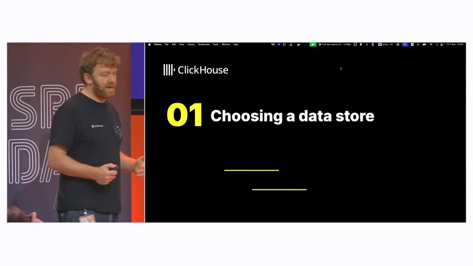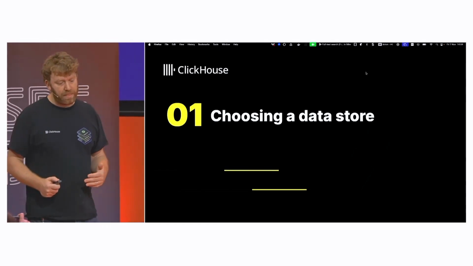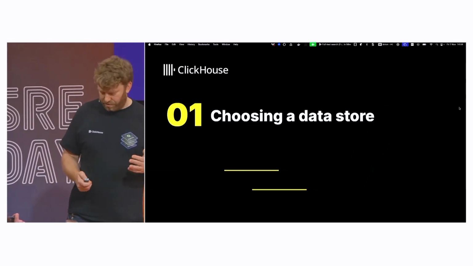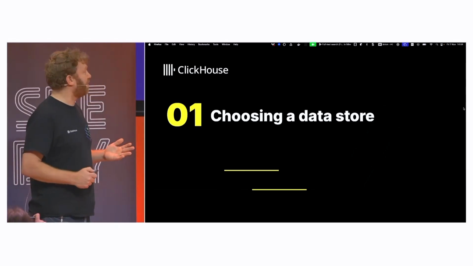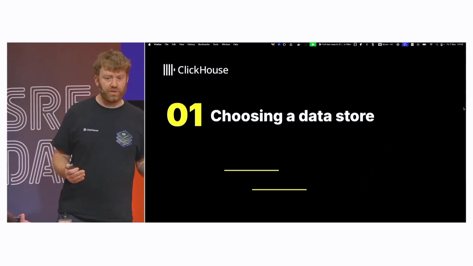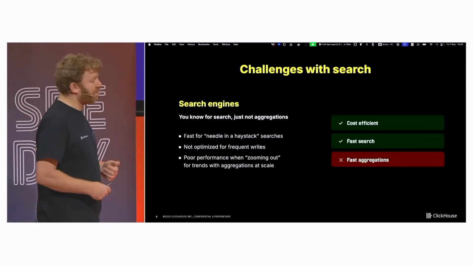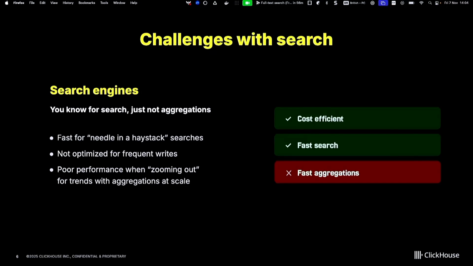So when we built HyperDX, the UI, we were trying to choose a data store. And we had a few options, a few choices at this point. We wanted this obviously to all be open source. So we thought about building on top of a search engine, first of all. Maybe we build on top of something like OpenSearch. And we looked at the workload and the types of problems that search engines are good at and what they're not good at. They're great for those needle in a haystack searches, for log searches, but they're less great if you want to do aggregations over wide time periods.